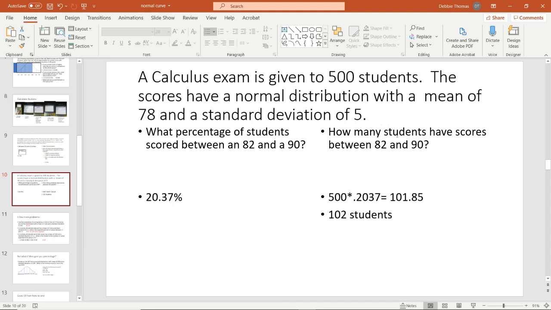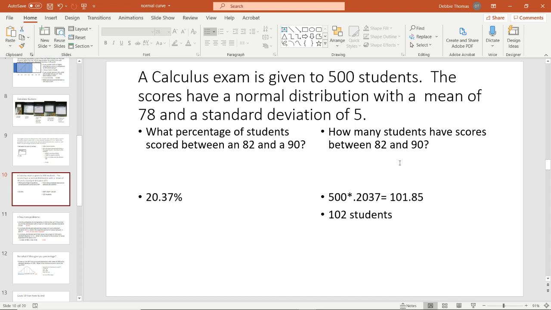Now I'm going to change something. And notice I changed what percentage to how many. How many means I'm talking about number of students. I'm not talking about what percentage, but the physical number of test takers who were in this range. I would start the problem off exactly the same with normal CDF and the lower, upper, mean, deviation, and paste, enter.